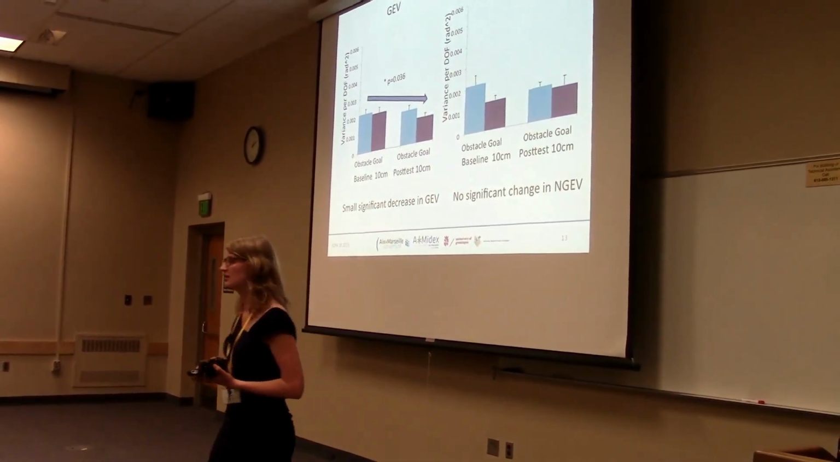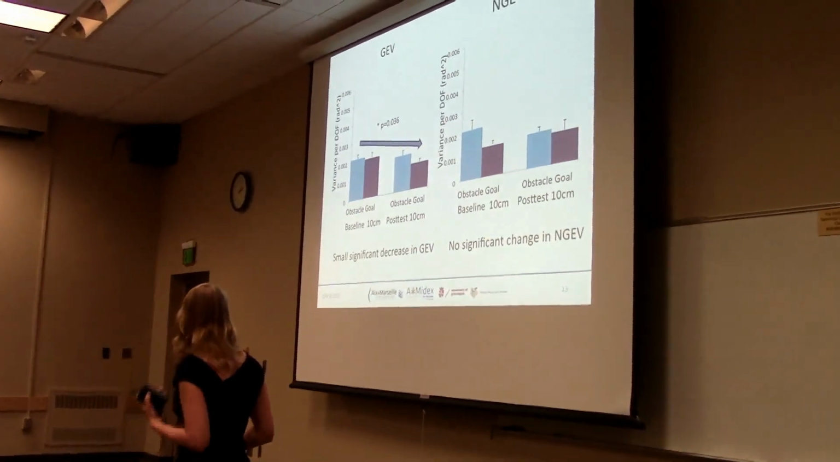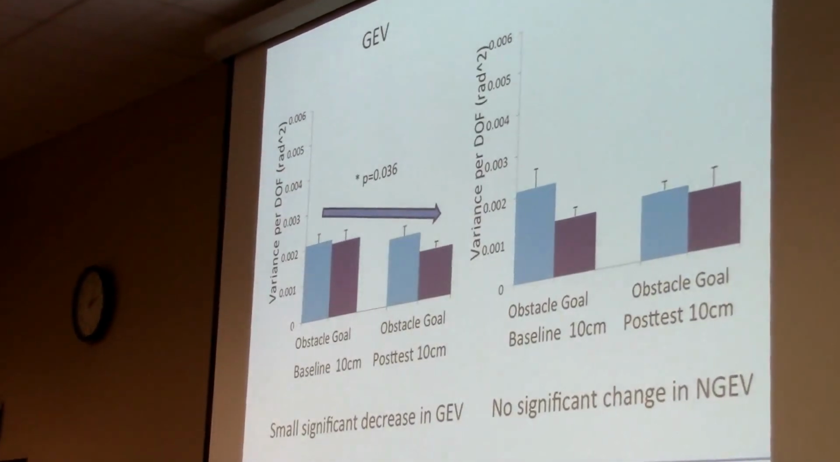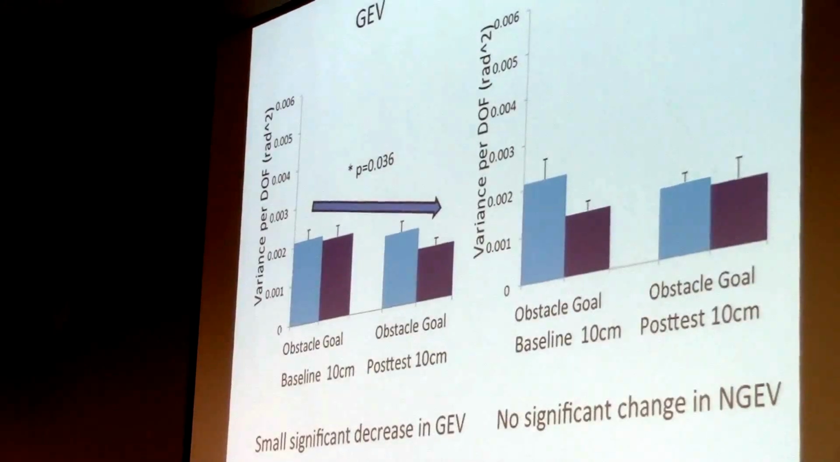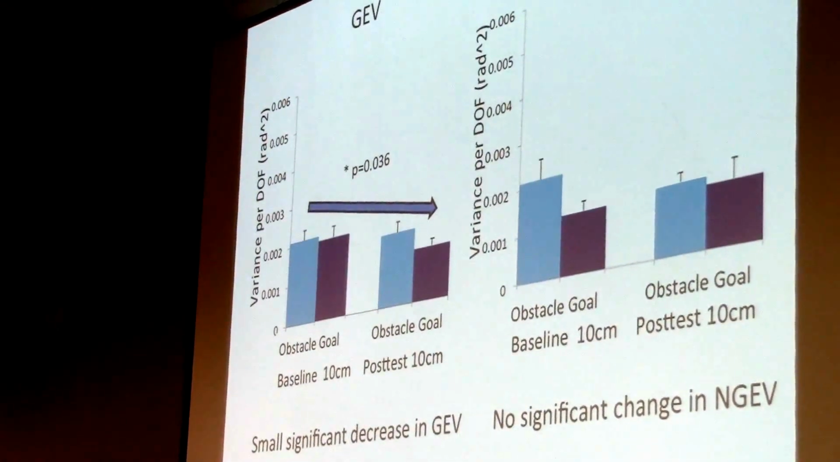What we found in the Go equivalent variability, at the y-axis you can see the variability, and at the x-axis you have at the left the baseline, and at the right the post-test. And the light blue is the Go equivalent variability when the fingertip is just above the obstacle, and the dark blue is at the goal. And you can see that there is a slight decrease in Go equivalent variability after the intervention.